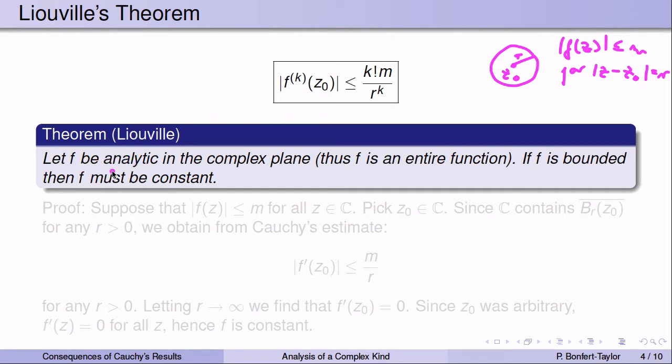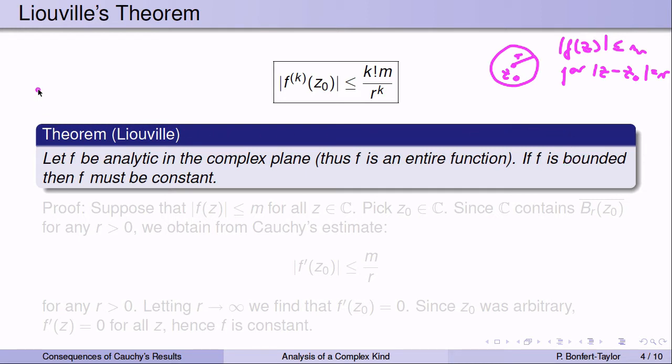The consequence is Liouville's theorem. Suppose f is an analytic function in the entire complex plane. We call those entire functions because it's analytic not just in a subset but in the entire complex plane. If this function f is bounded, then it must be constant. Now this is a totally amazing theorem. It says that there are no non-constant analytic functions that are analytic in the entire complex plane. As soon as you're analytic in the entire complex plane, you can't be bounded.